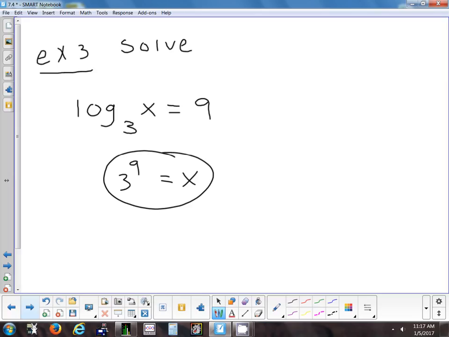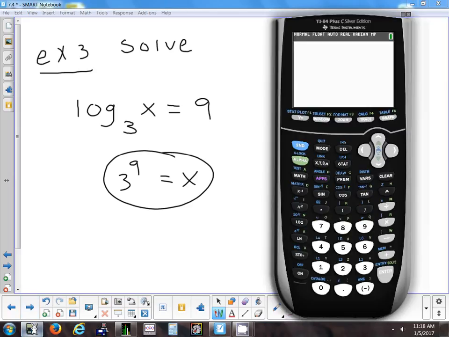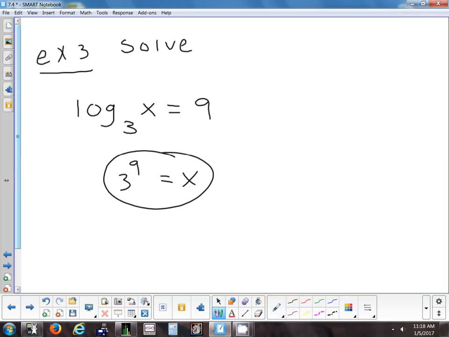3 to the power of 9, it's not a huge number, but it's big enough that we would probably just leave the answer as 3 to the power of 9. If you did it out, it's 19,683. So not too huge, but I'd probably just let you leave it like this on the test. Any questions on that one?